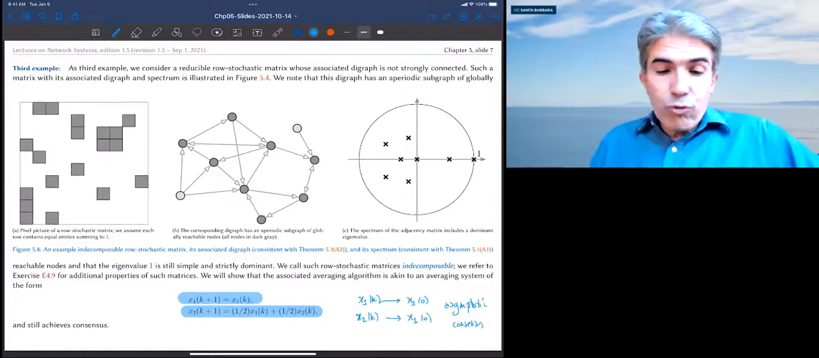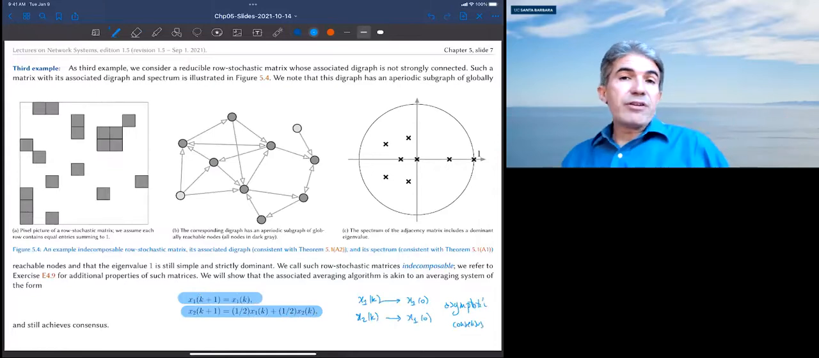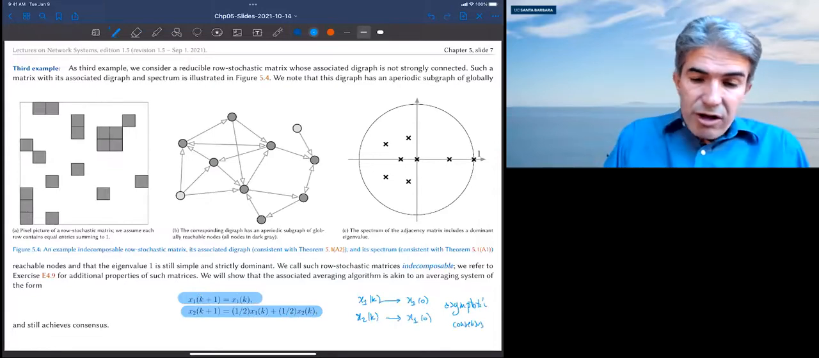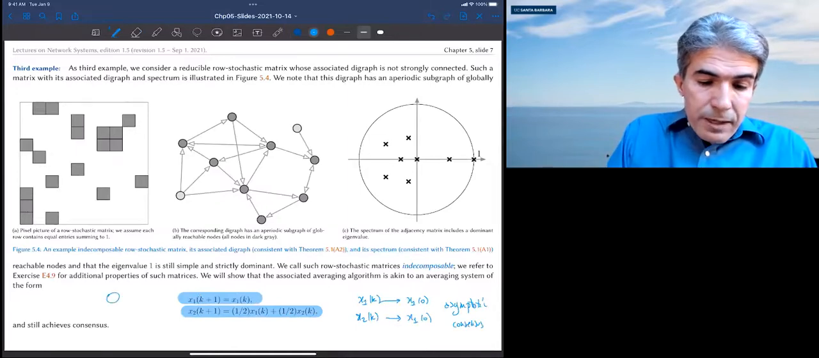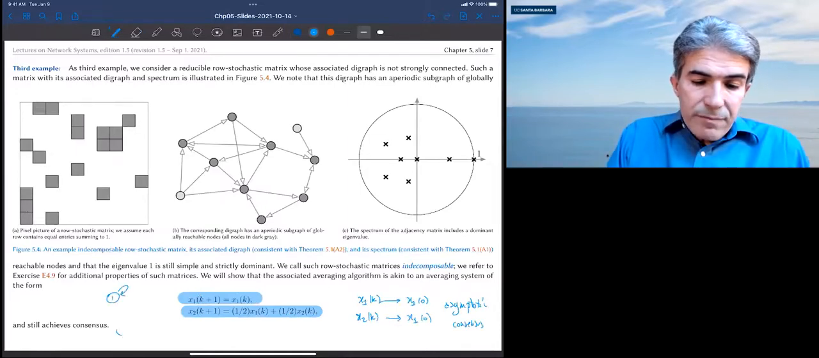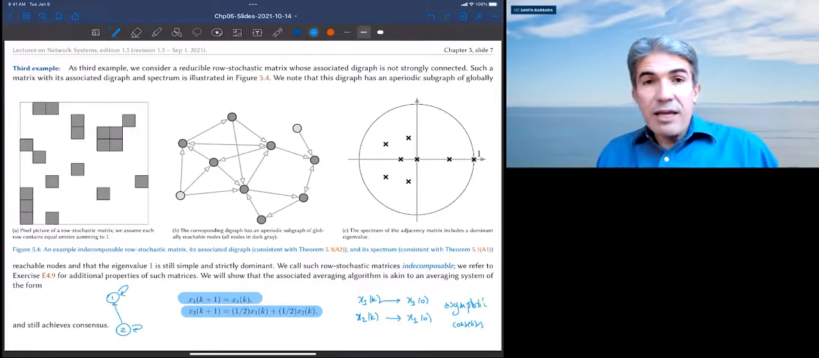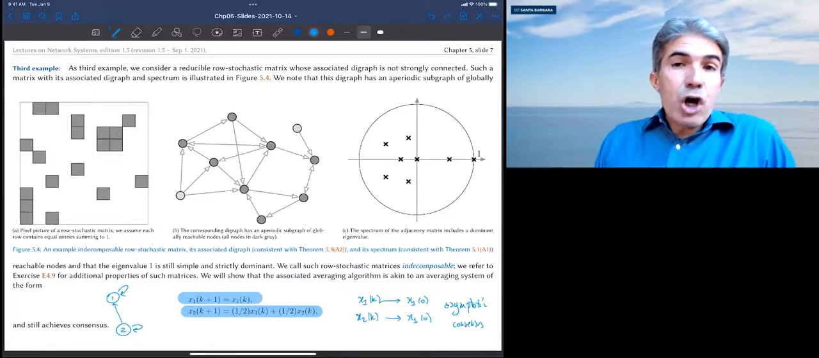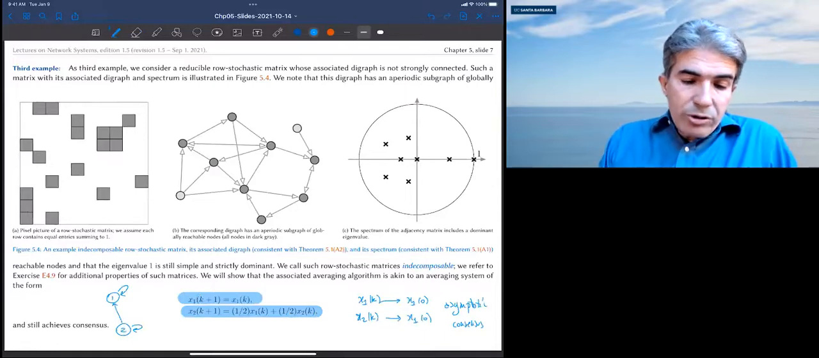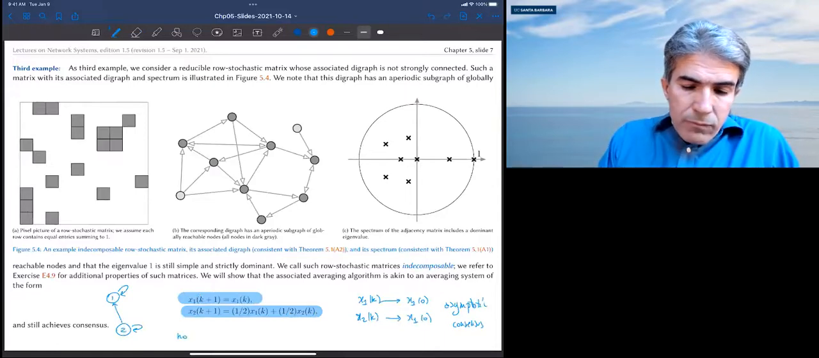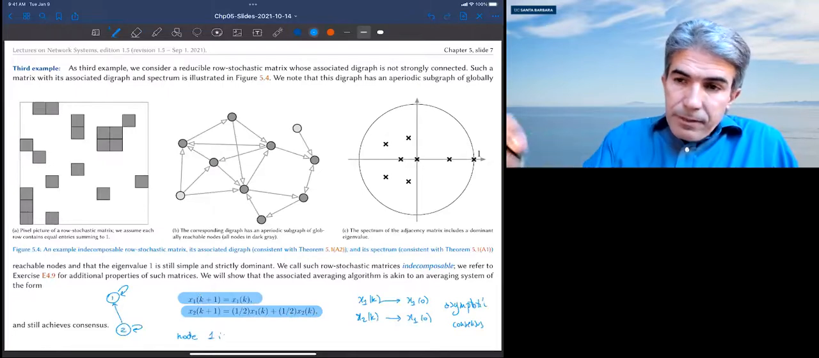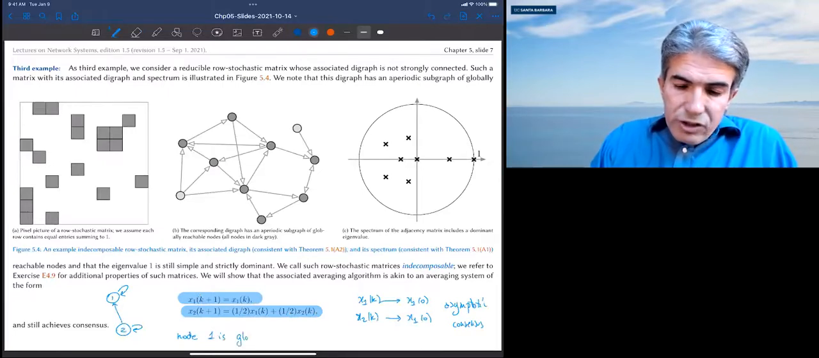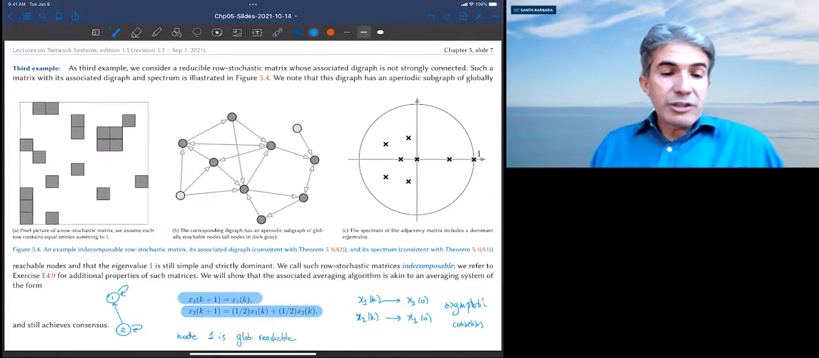But it is not true that the corresponding graph is strongly connected, because this graph is depicted by a picture where node 1 looks only at itself and node 2 looks at itself and looks at node 1. Such a graph has a node 1 from where you cannot go to node 2. So this is not strongly connected. It does have the property, however, that node 1 is globally reachable. And now you start to see that something interesting is happening here.